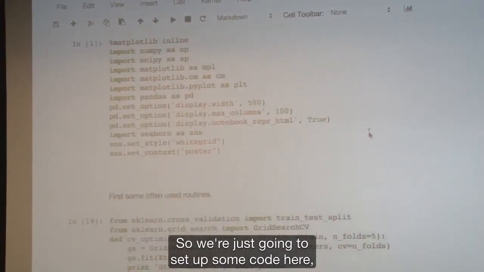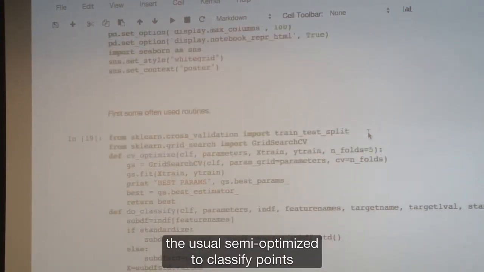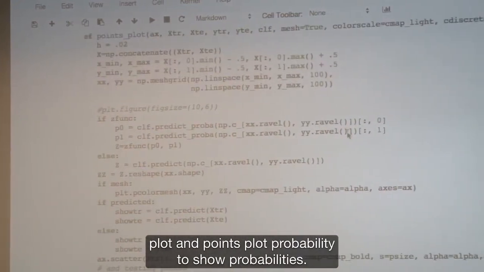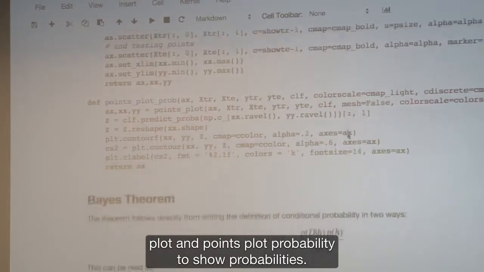So we're just going to set up some code here. The usual CV optimize, do classify, points plot and points plot probability to show probabilities.